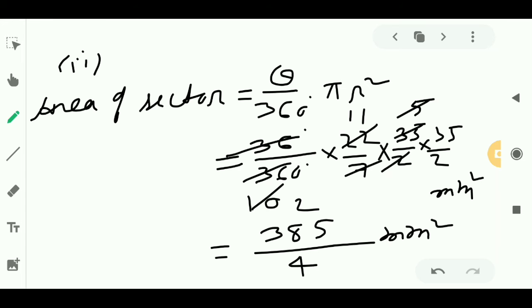So this one will be the answer. Now question number 10. An umbrella has 8 ribs which are equally spaced. Assuming the umbrella to be a flat circle of radius 45 cm, find the area between 2 consecutive ribs. Area between 2 consecutive ribs means we have to find the sector.